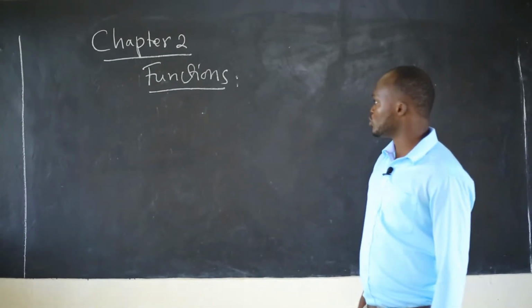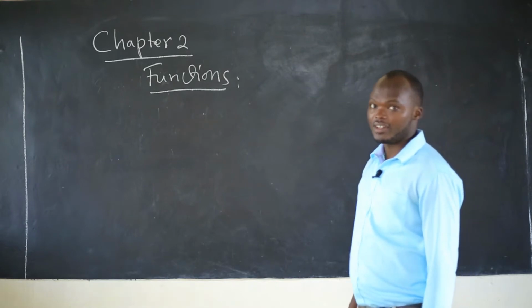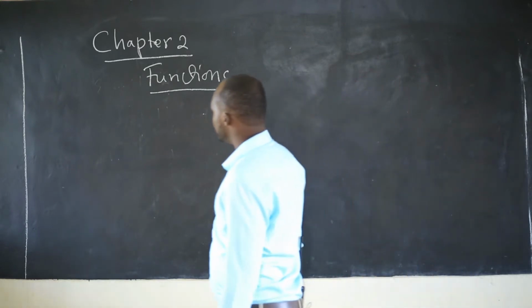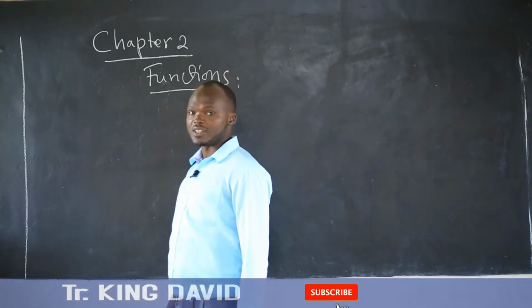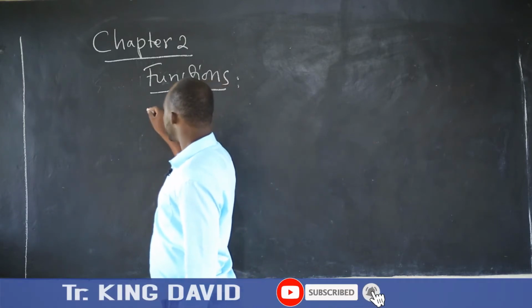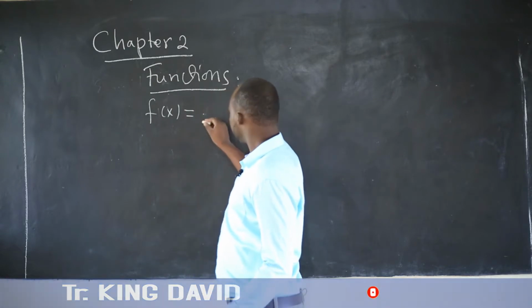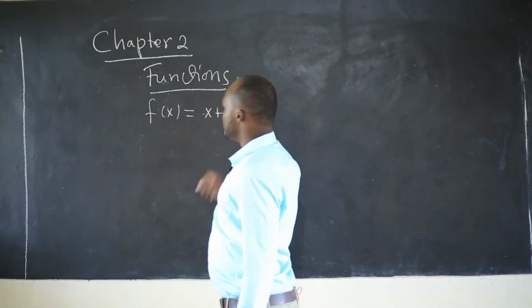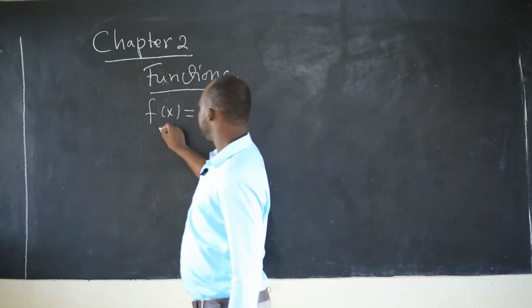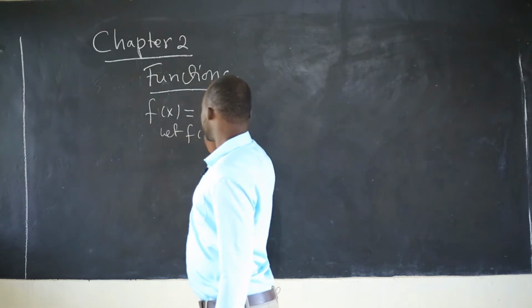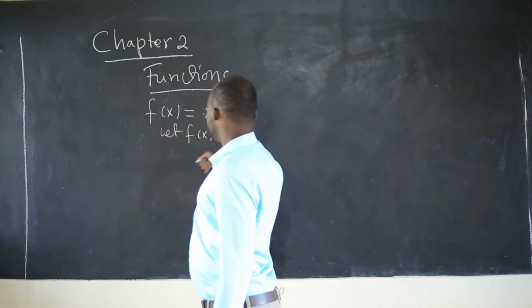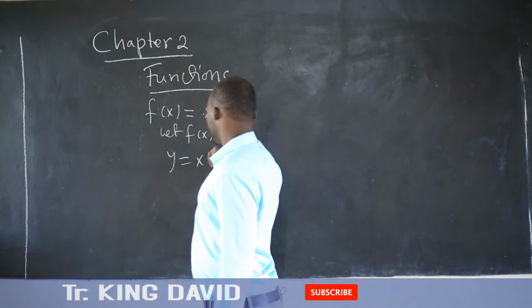We're going to chapter 2, functions. When we say function, it is when you have two variables. For example, let's say a function, we say f of x equal to x plus 2. And you know that when you let f of x be y, so y equals x plus 2.